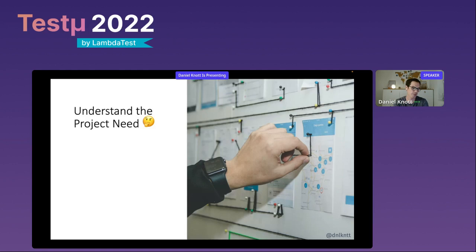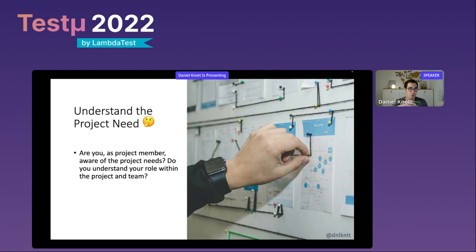Understand the project need. What is meant with that category? Are you, as a project member or as a product team member, depending on your company, depending on what you're doing, aware of the project or product needs? Do you understand your role within the project and team? It's a pretty basic question that you should answer yourself when filling out the testing wheel.